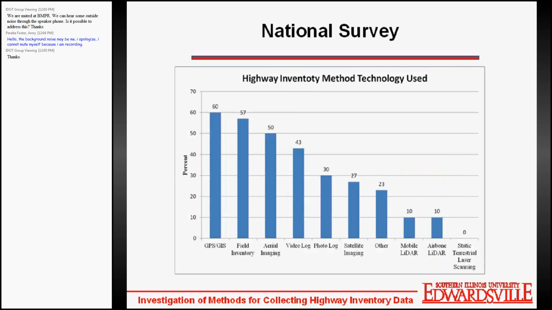In addition, we also conducted a national survey. We sent a survey questionnaire to 49 state agencies and also 7 provinces in Canada. So we tried to get feedback from the state agencies on what kind of highway inventory method or technology they used. Based on the survey results, 60% of people responded they use GPS GIS, and 57% use field inventory, and the aerial image, video log, photo log come next. So we only found 2 or 3 agencies that have started to use mobile LIDAR. That's a new technology.